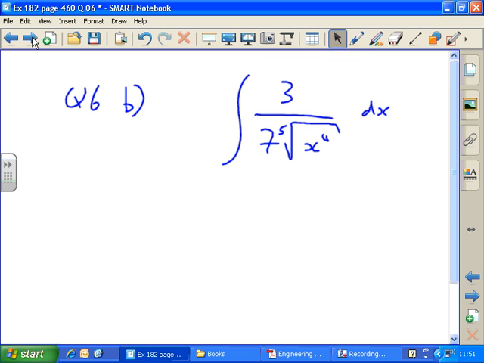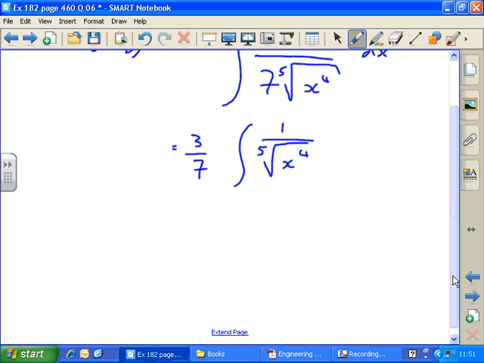Part B, we can again take the 3 over 7 outside the integral, leaving inside an inverse, 1 over the 5th root of x to the 4. So, as in part A, we can now recognize that the 5th root of x to the 4 could be written as x to the 4 over 5, and the inverse gives us a negative power. So hopefully you can see that this could be rewritten as 3 over 7 times the integral of x to the minus 4 over 5 with respect to x.